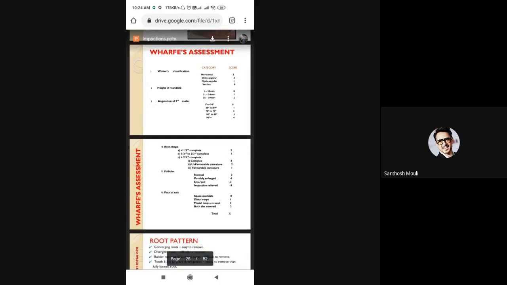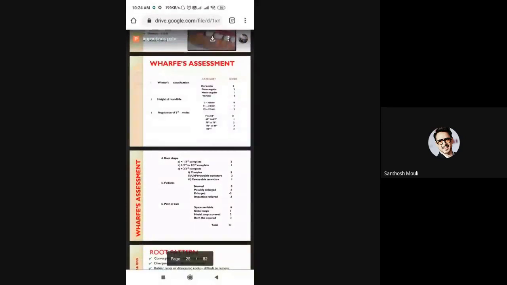Fine. And R stands for the root pattern, F for follicle, and E stands for the path of exit. How do you deliver the tooth out of the socket? So you know the Winter's classification and the scores given. Based on WARF assessment, if it is a horizontal impaction, the score is given as 2. Whereas for a distoangular impaction, the score is also given as 2. For the mesioangular, the score is 1, and vertical is given as 0. So the least difficult impaction is a vertical impaction.